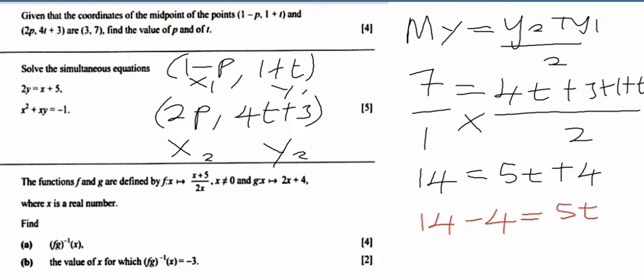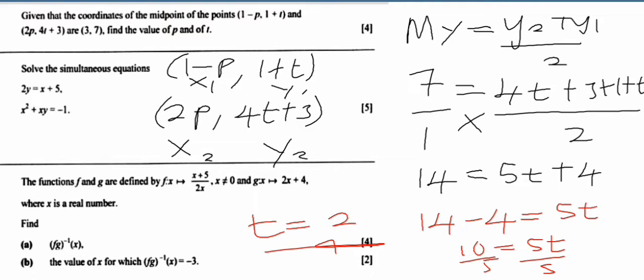So 14 minus 4, we are going to get 10 being equal to 5t. Since here we are finding the value of t, we are going to divide by 5, even here by 5. Then the value of t is just going to be 10 divided by 5, we are going to get 2. So the value of t here is just 2. Let's move on to the next one, which is question 2.